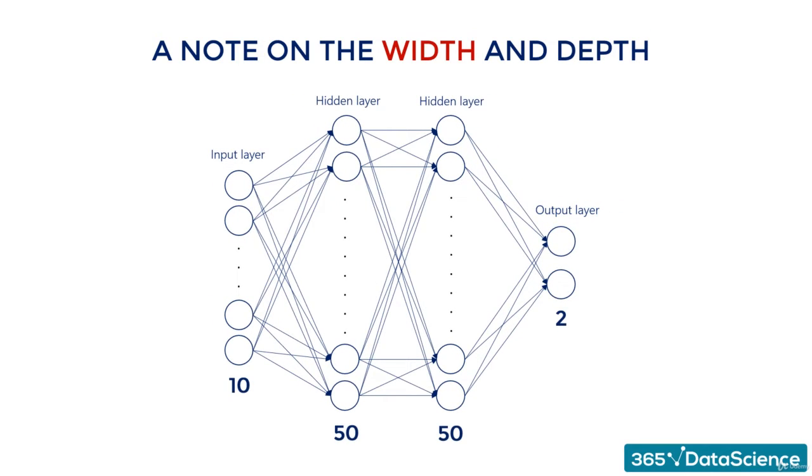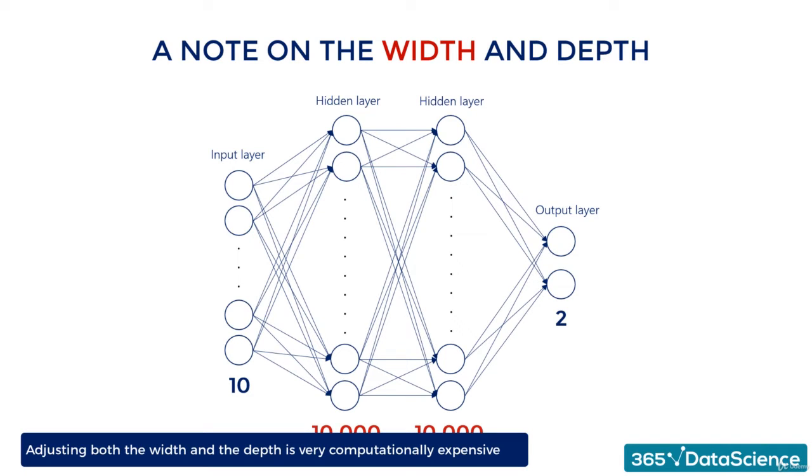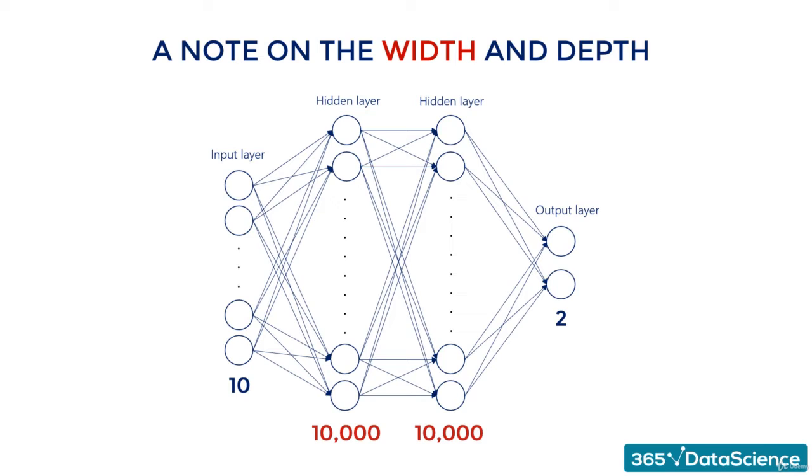Similarly, the number of hidden units can be increased to 1,000 or 10,000. However, both the width and the depth are very computationally expensive. I don't recommend you increase the hidden layer size to 10,000 on your home computer. If you increase the depth too much, even let's say 100 hidden units, may cause your computer to freeze.